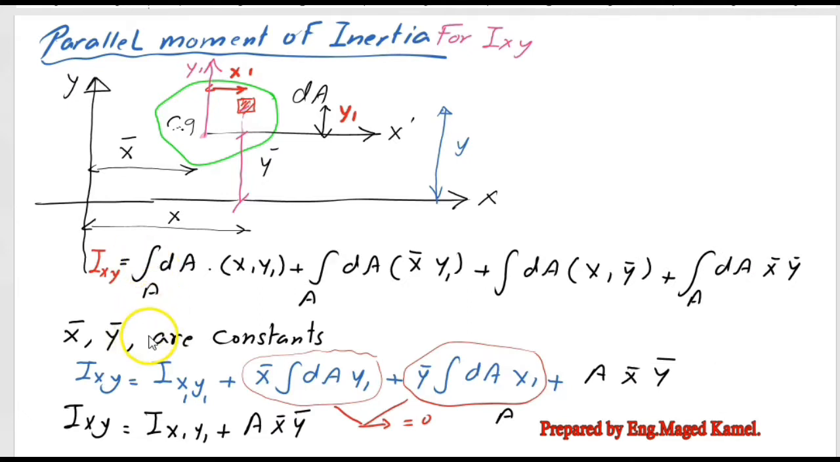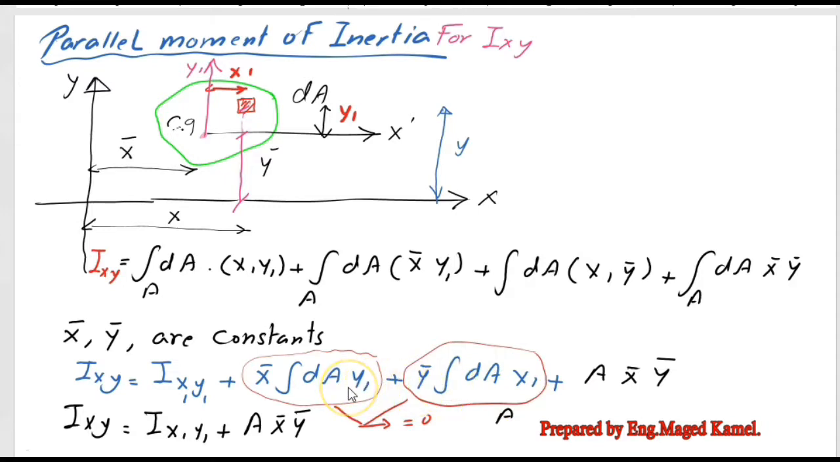Since x bar and y bar are constant distances, they will come out of the integral, leaving the integral of dA x1 y1. This is the product moment of inertia about the CG, and we call it Ix1y1. For the second term, x bar will come out, leaving the integral of dA y1, plus y bar will come out, multiplied by the integral of dA x1.